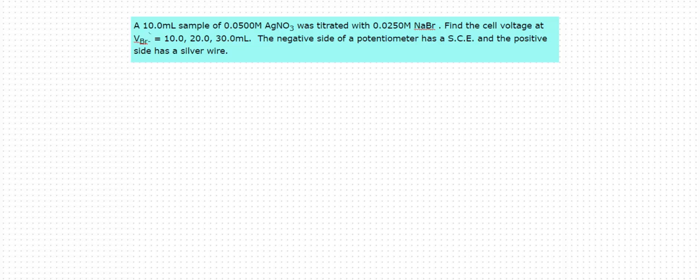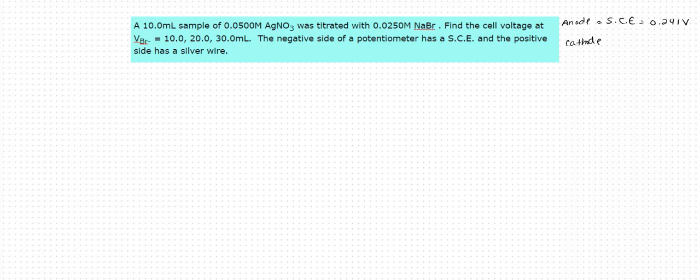For this potentiometric titration, we have a number of different data points we need to get situated before we can actually start our calculation. First, let's identify the anode and the cathode. The anode here is going to be the saturated calomel electrode because that is what is attached to the negative side of the potentiometer. And that has a standard potential of 0.241 volts. The cathode is then going to be the silver.